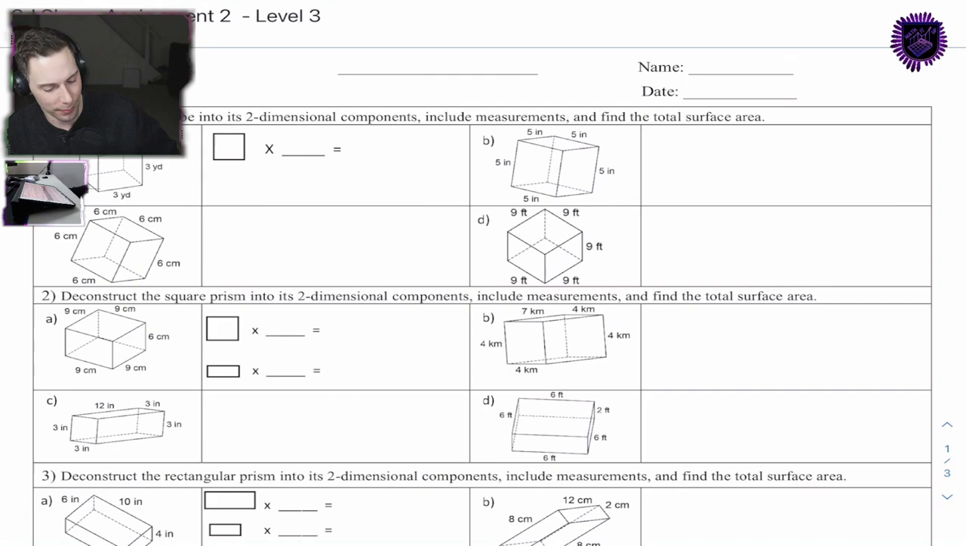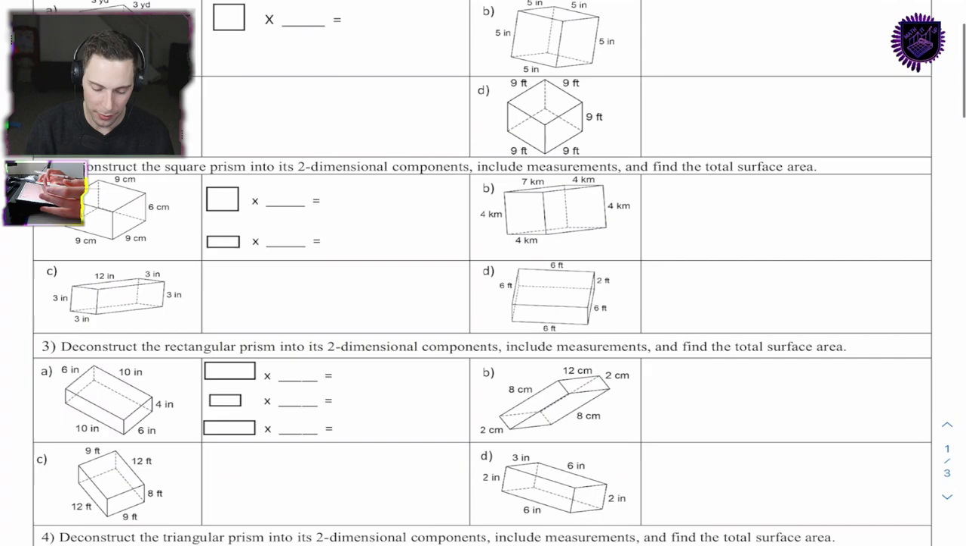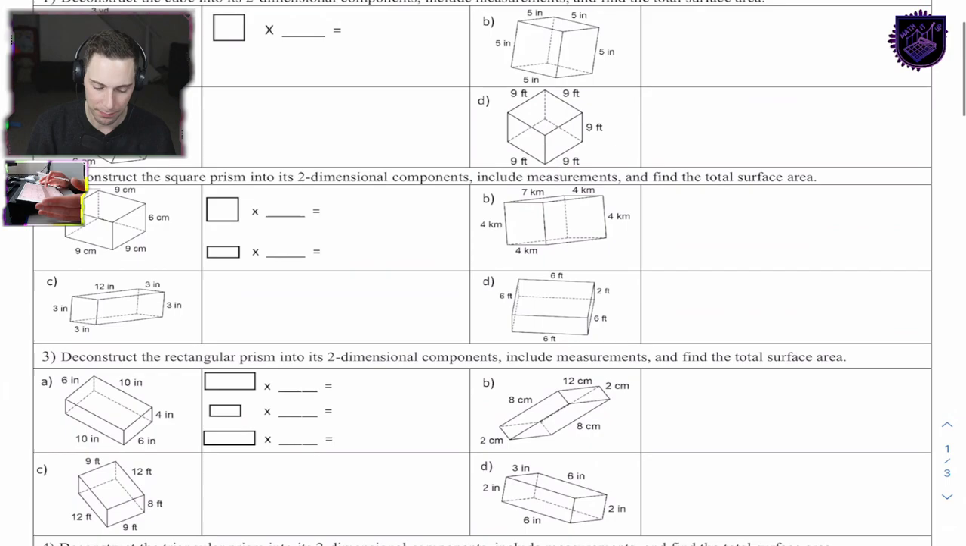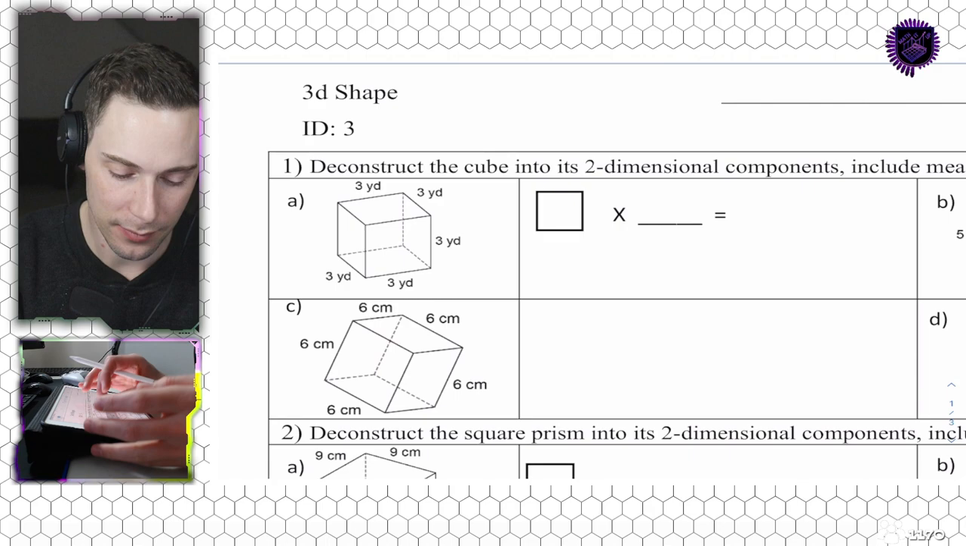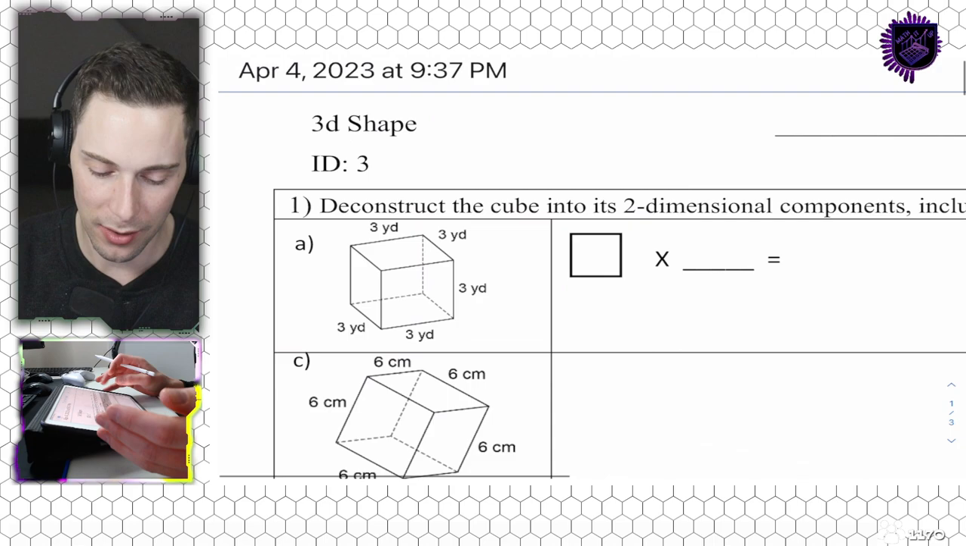All right, so as you can see, in our assignment in front of us here, we have a good number of questions, 5 questions, each with 4 parts to them. The first one we're starting with is 1A. I'm going to get my side cam going here. If we look at our shape, it is a cube, and it says deconstruct the cube into its two-dimensional components, including measurements, and find the total surface area.